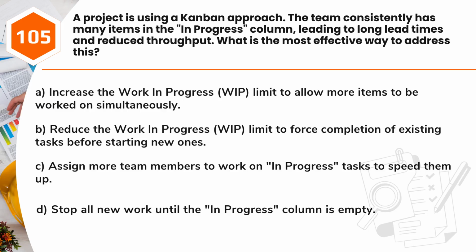Question 105. A project is using a Kanban approach. The team consistently has many items in the "in progress" column, leading to long lead times and reduced throughput. What is the most effective way to address this? A. Increase the work in progress, WIP, limit to allow more items to be worked on simultaneously. B. Reduce the work in progress, WIP, limit to force completion of existing tasks before starting new ones. C. Assign more team members to work on "in progress" tasks to speed them up. D. Stop all new work until the "in progress" column is empty.